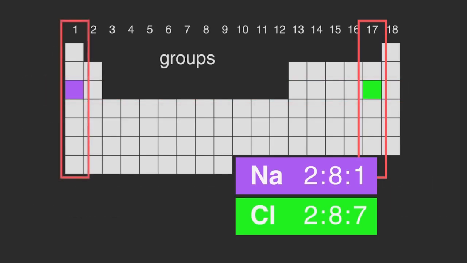Can you see a connection between the group an element is in and the number of electrons in its outer shell? Note that if the group has 2 numbers, we take the second number. Pause the video while you think about this.